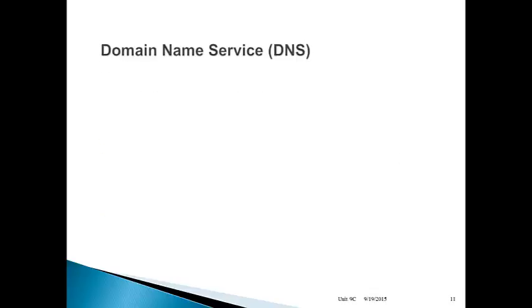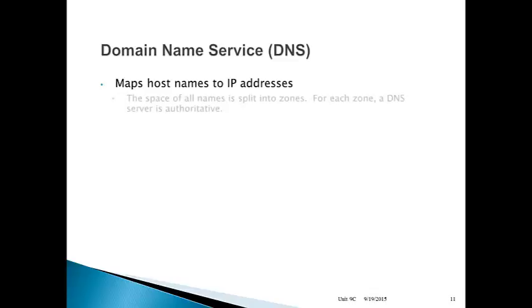Domain name service. The main purpose of domain name service is to map host names to IP addresses. The space of all names is split into zones. For each zone, there is a DNS server that is authoritative, that owns that zone and has primary responsibility for maintaining it and maintaining this mapping. The mapping is generally host names to IP addresses in standard DNS. You can also map things like mail servers and so forth. And you can do reverse mapping, which is, given an IP address, what's the name of the server.